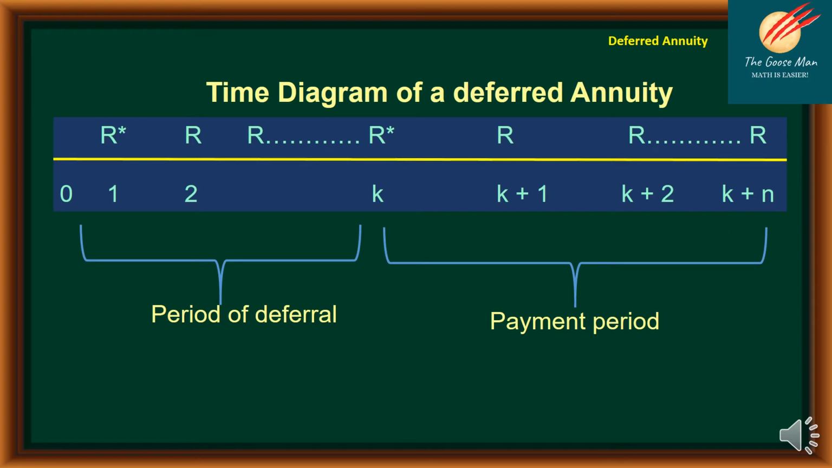So let's illustrate the time diagram of the deferred annuity. Observe that we have here R asterisk and R asterisk here. It means that this is actually your artificial payment. So this is actually your period of deferral. It means each is equal to R but not actually paid during the period of deferral. Next, from K to K plus N, this is your payment period.